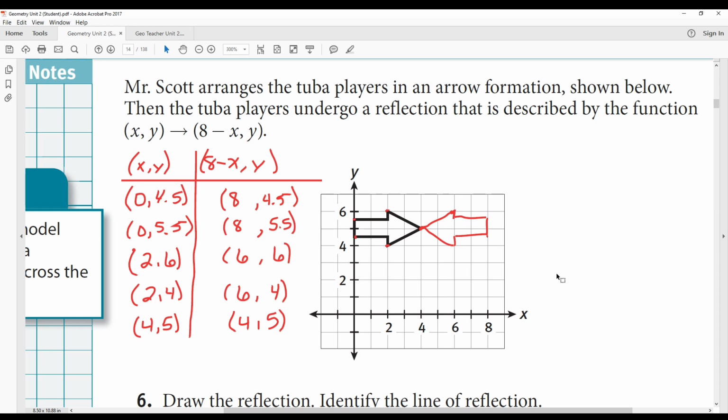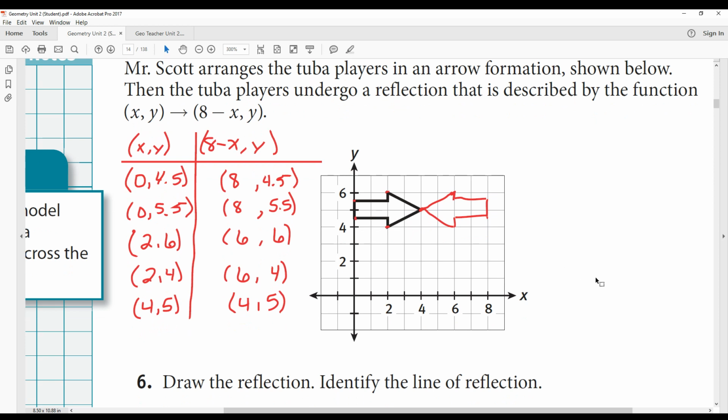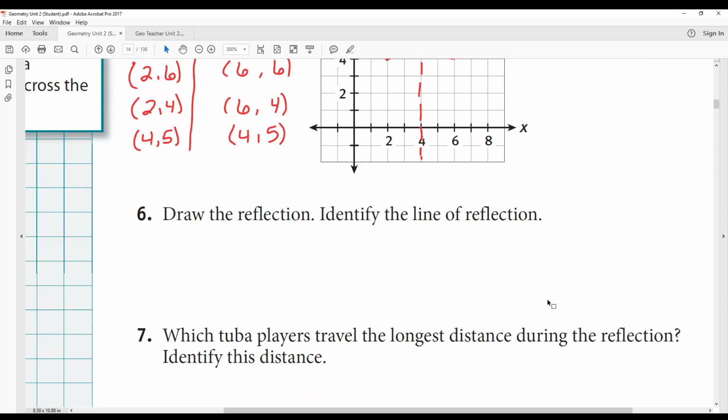Okay, and now, so we've done part 6. It says draw the reflection and identify the line of reflection. So here's your line of reflection right here. And your line of reflection is the line. Which axis is it crossing? The x-axis. Where is it crossing the x-axis? At 4. That's the equation of the line. If you were going to write it in the form of reflection notation, you put that funky looking R, and then you do x equals 4. My equal sign turned out ugly, but okay, so that's that part.